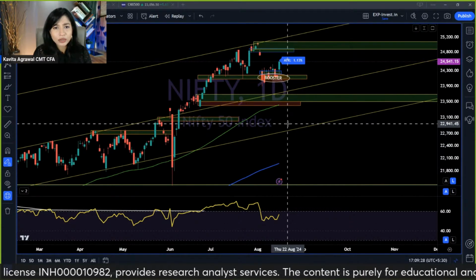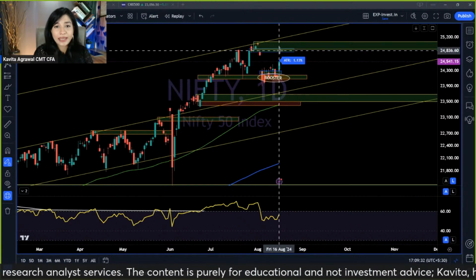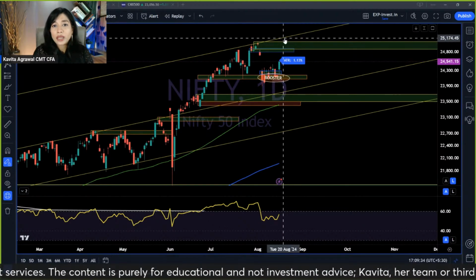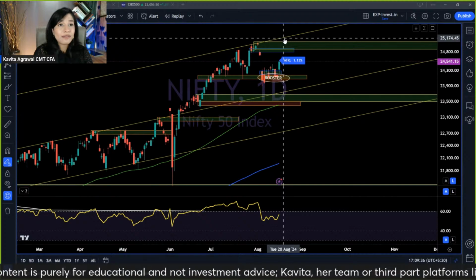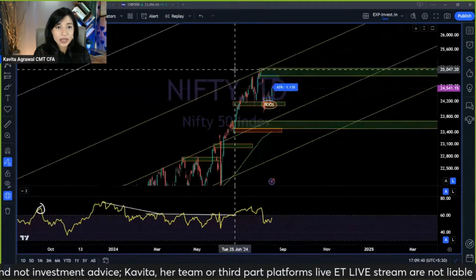Daily time frame continues to look super bullish. The next resistance as per the daily time frame is at this trend line, which is around 25,175. That becomes our next resistance, right?